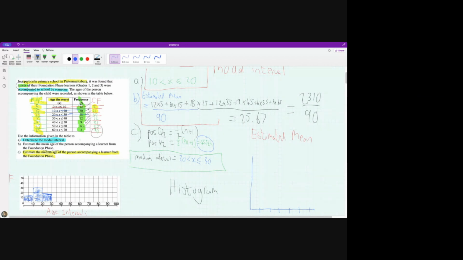I've done the first three. I'm going to get rid of these two columns for now, just to take away some of the confusion. A histogram is just a graph of grouped data. I've done the first three intervals for you. Let's get rid of all that. What do I have going on here? Here I have 10, 20, 30, 40.